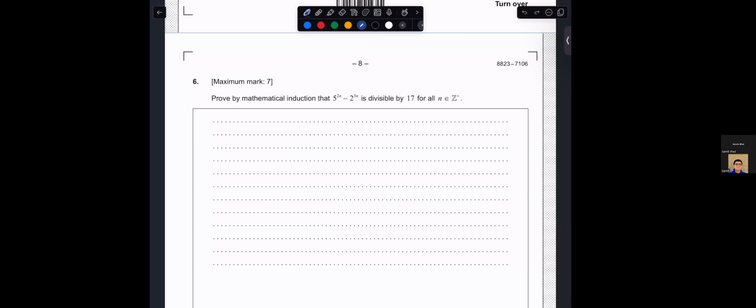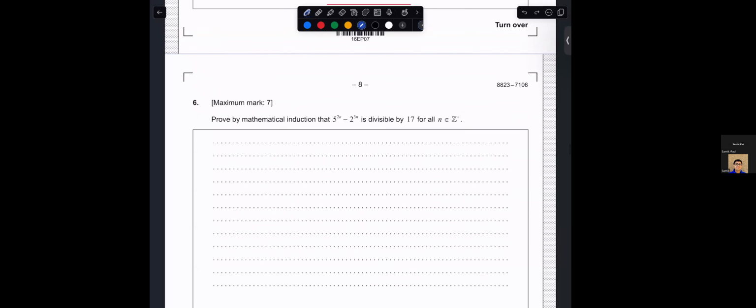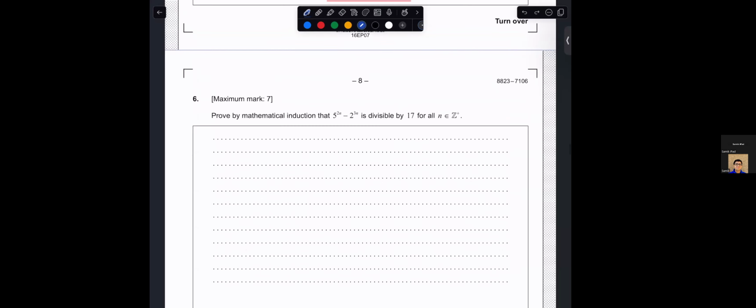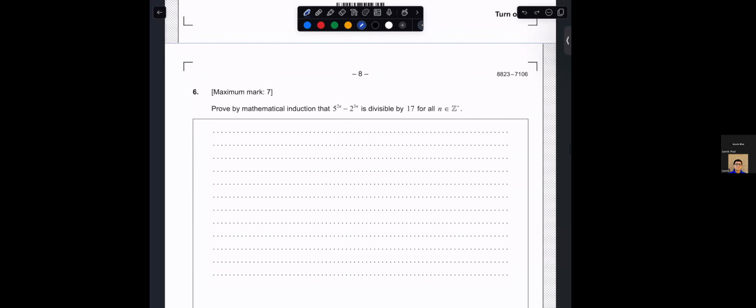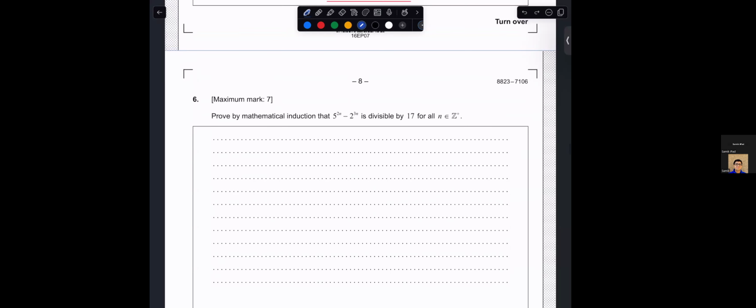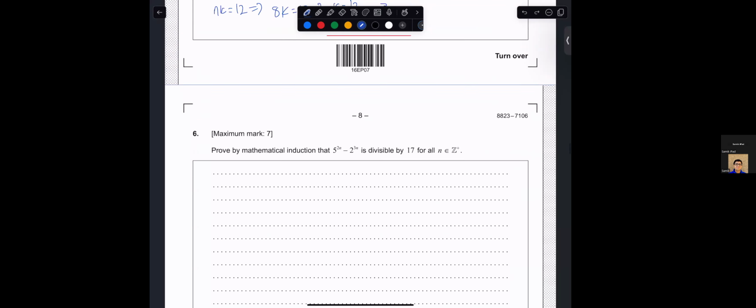Mathematical induction questions are kind of interesting, but yeah, might help in some things in the real world, but I don't know if it helps a lot. But yeah, so this is the way we have to do this.